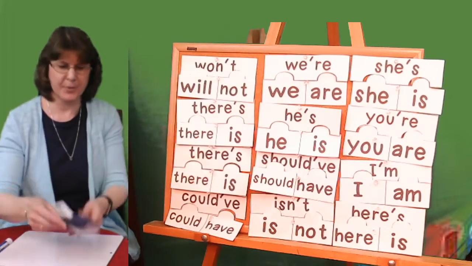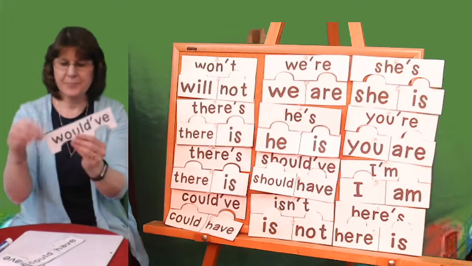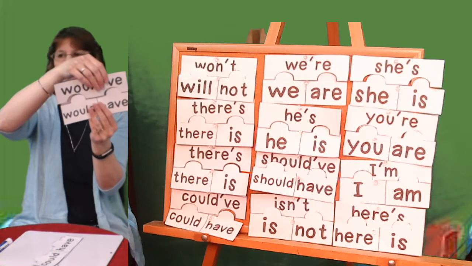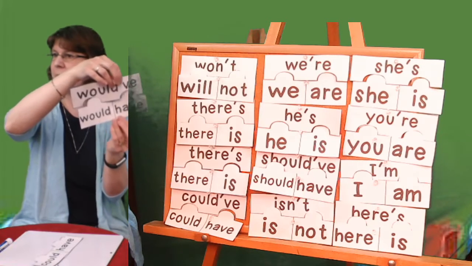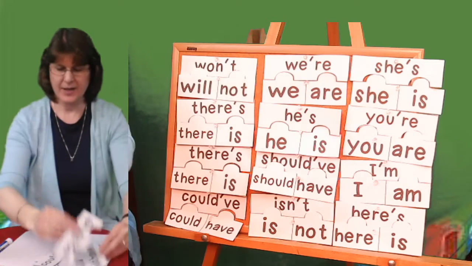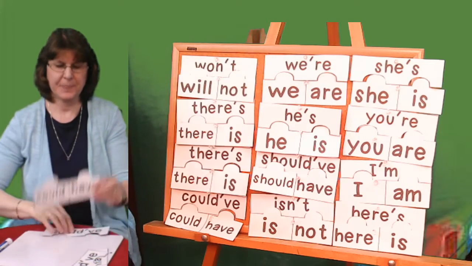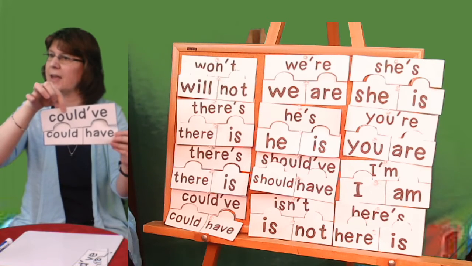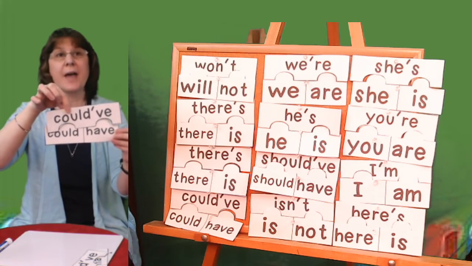And here are a couple bonus ones we didn't have room for. Would have was formed from would have. And you can see we would take out the H and the A and put in our apostrophe. And our last one, could have becomes could've. And again, we take out the HA to form that contraction.